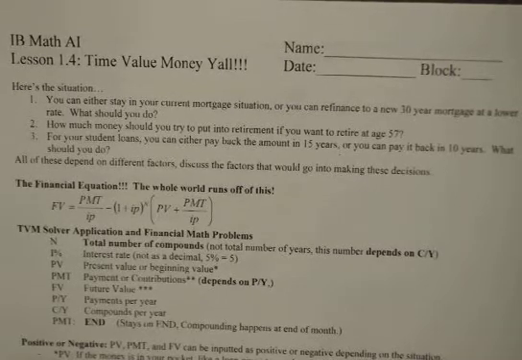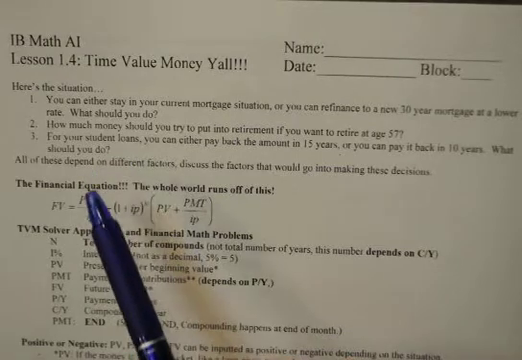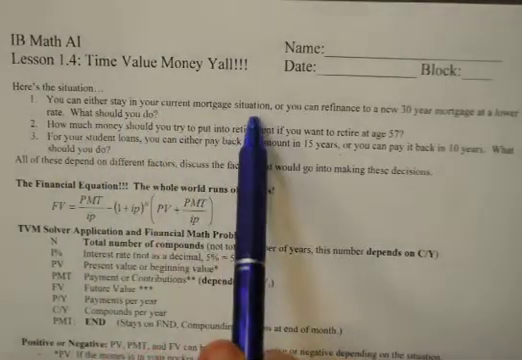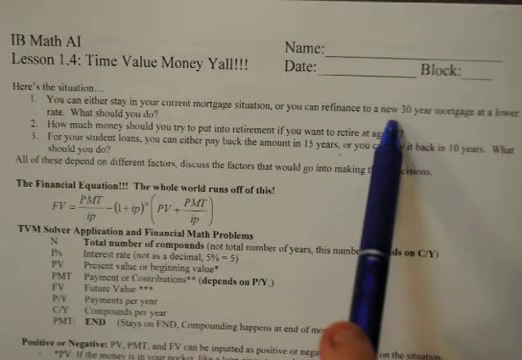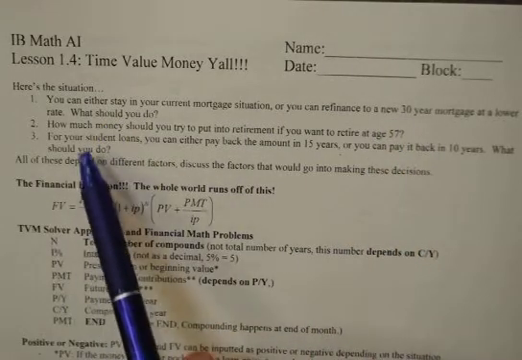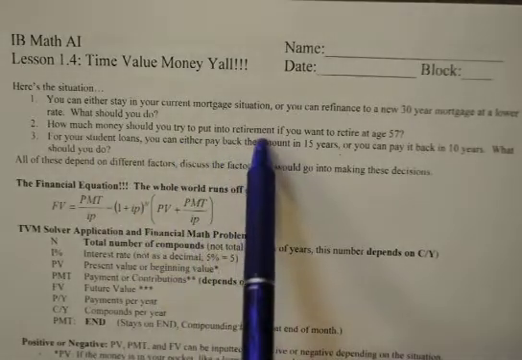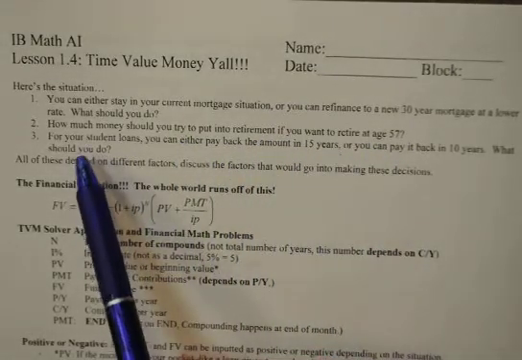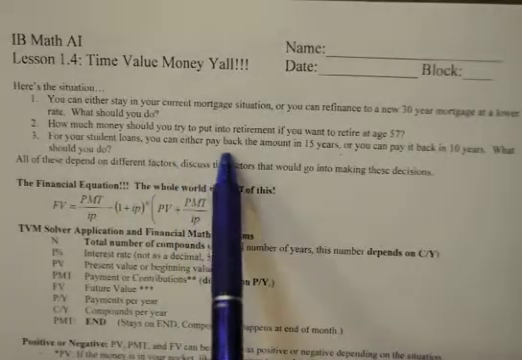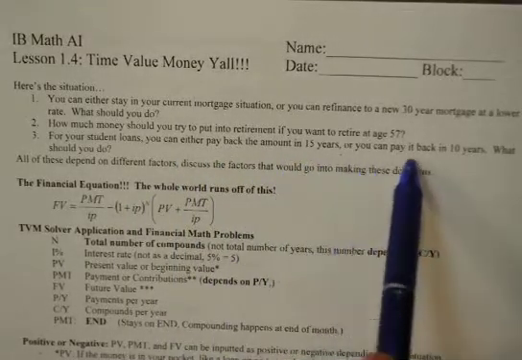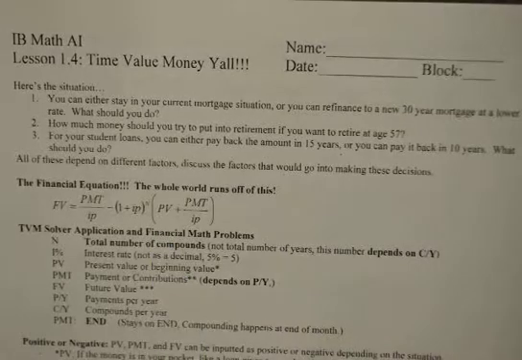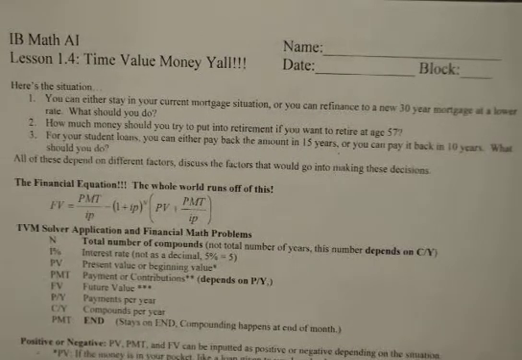Anyway, here's the situation. This is basically the most important math lesson you'll ever have. This is life. Here we go. You can either stay in your current mortgage or you can refinance. What should you do? How much money do you need for retirement? For your student loans, you can either pay back the amount in 15 years or you can pay back in 10 years. What should you do? This is all extremely relevant content for life in general.